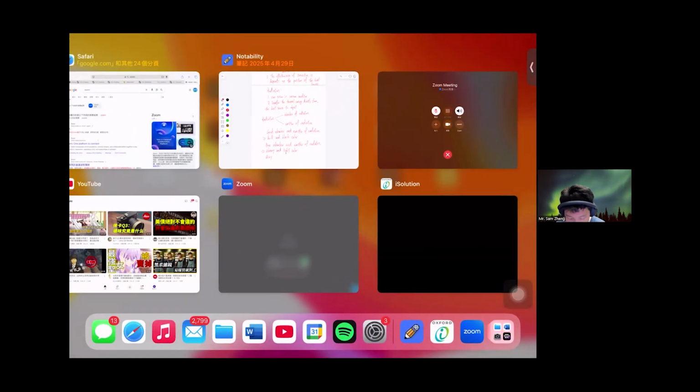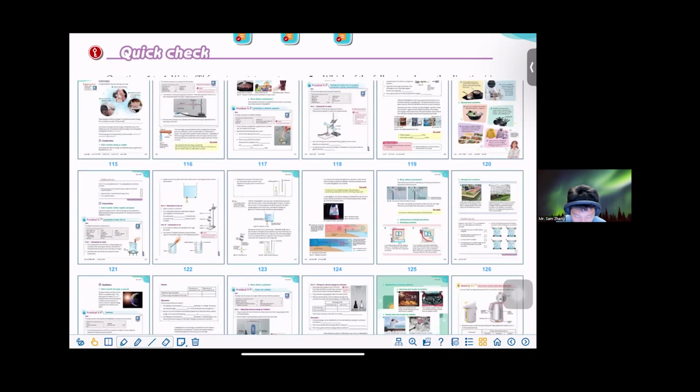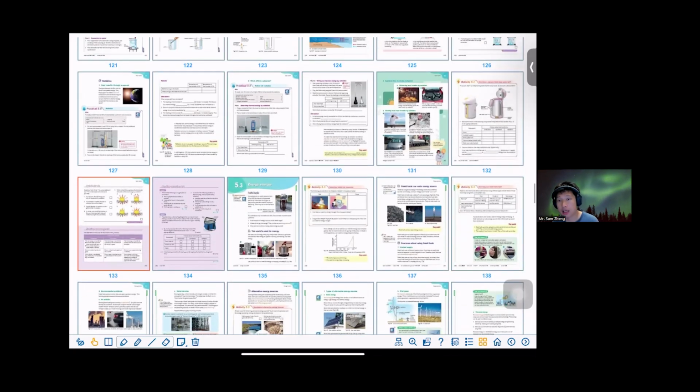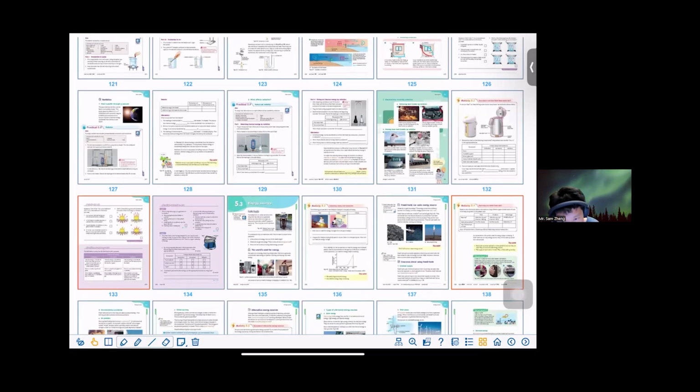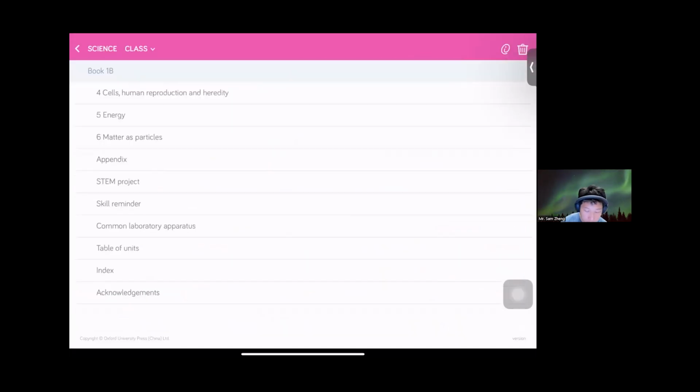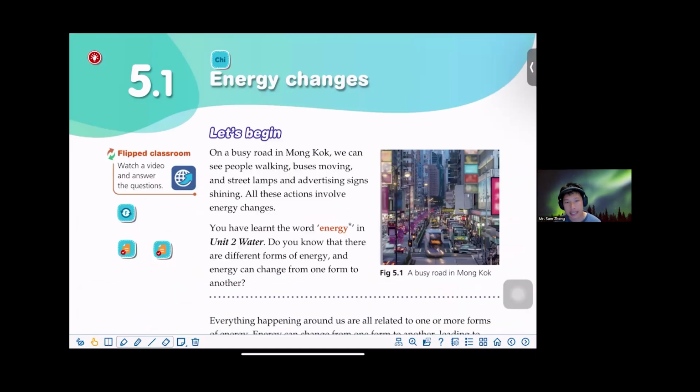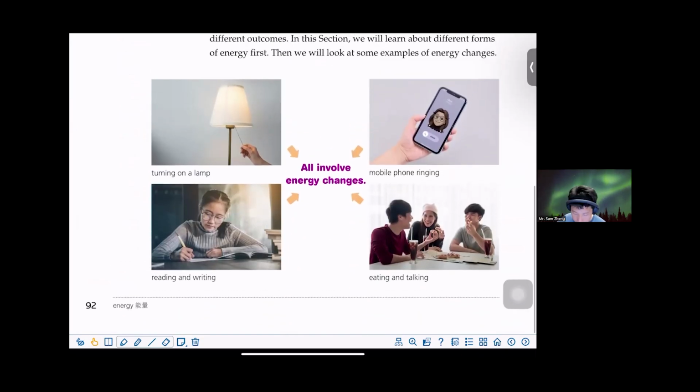Now, I would like to move on to the workbook. Okay, so please, the subject leaders, please help me to distribute the workbooks to the students. And I would like to check, okay, the previous homework, which is 5.1.